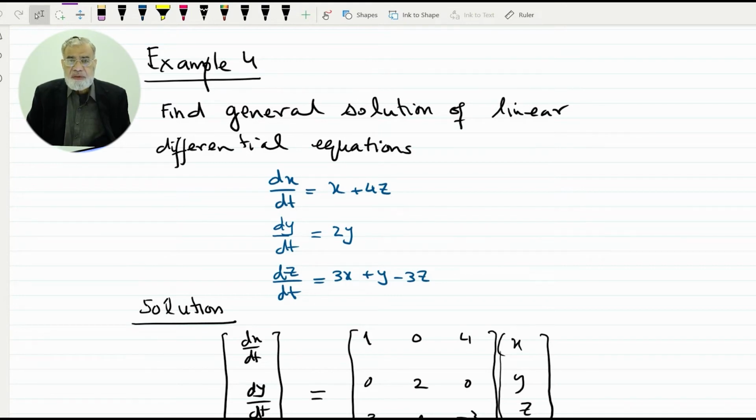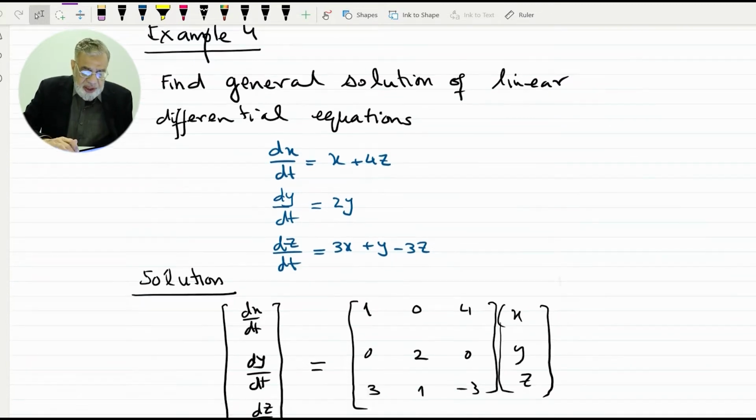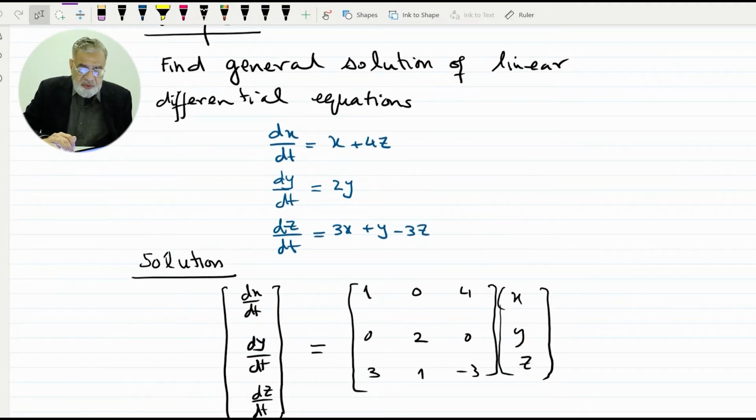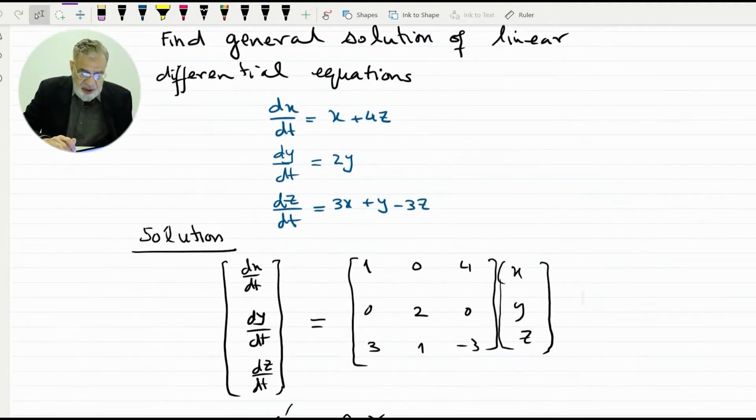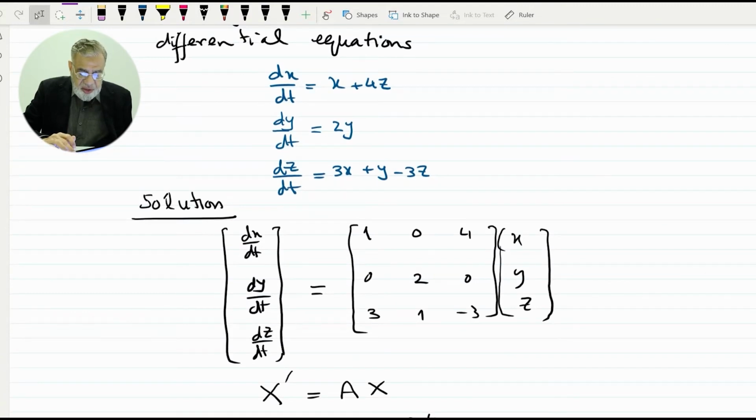Now I'm going to take a system of equations with three variables. It's a homogeneous system. We have dx by dt is equal to x plus 4z, dy by dt is equal to 2z, and dz by dt is equal to 3x plus y minus 3z. Now I write this in the form x dash is equal to Ax. I keep the derivatives on the left hand side and all the values on the right hand side.